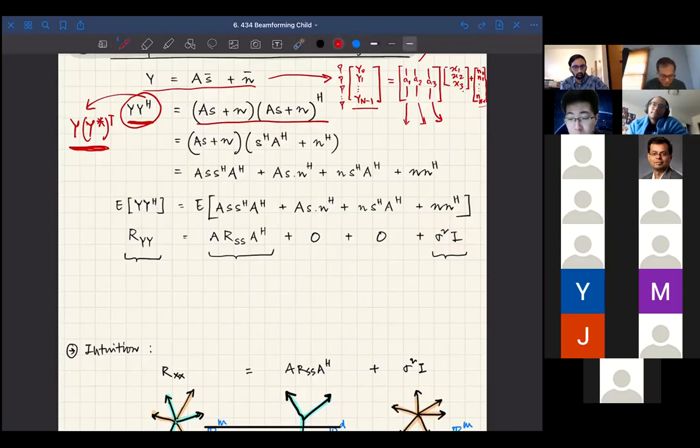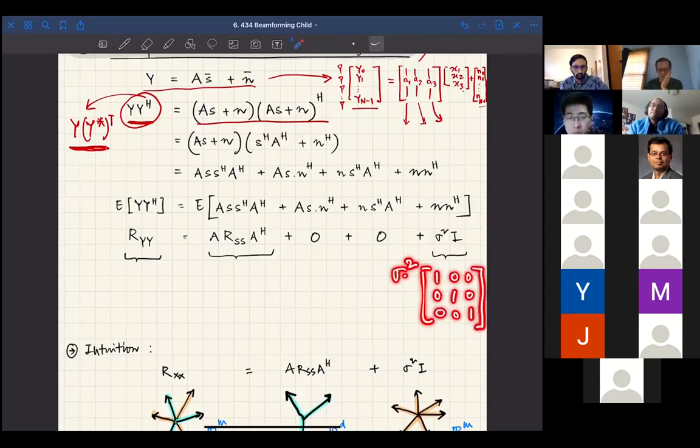If you're worried about that, think of it this way: N1, N2, N3, so on. Okay, maybe I won't go over there. If you're not clear about this, talk to me at the end of the class. Okay, but this is an identity matrix multiplied by sigma square, where sigma is the power of the noise. Okay. Good.